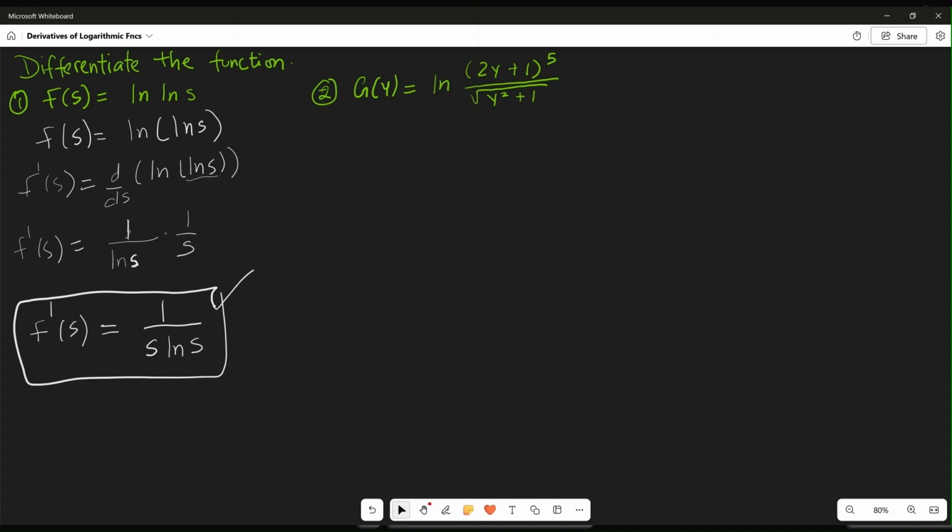This function g of y, natural log, is equal to this. Same thing, same formula. Here x is equal to this whole quotient form here. So the derivative of this function g of y is equal to, for natural log x, 1 over x, and x is here 2y plus 1 divided by square root of y square plus 1, multiplied by the chain rule, right? Derivative of the inner function.